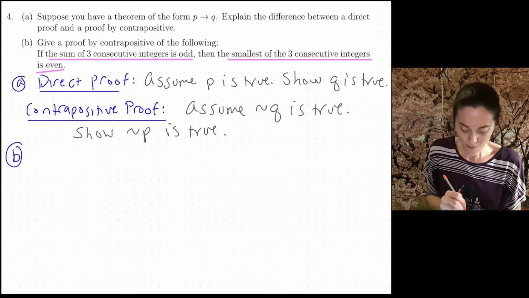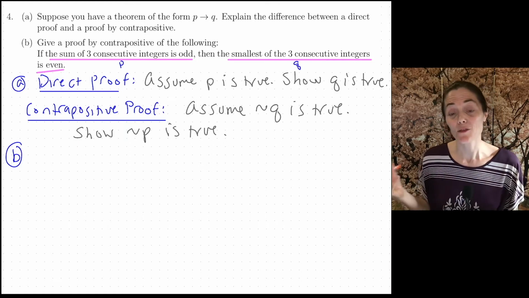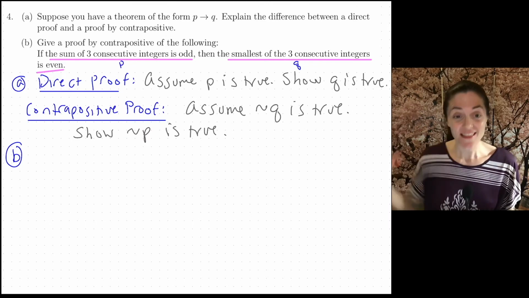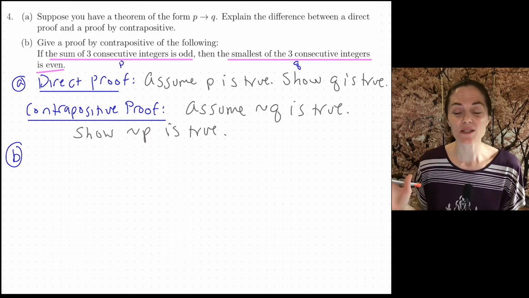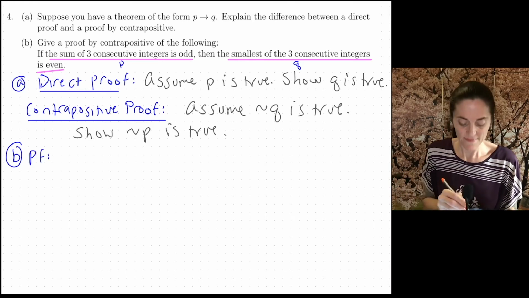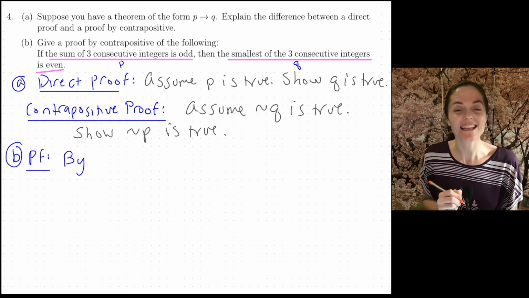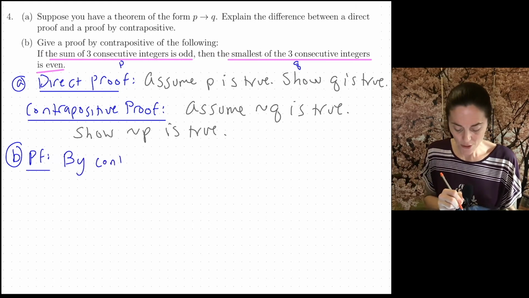Okay, this is our P and this is our Q. So we're adding 3 consecutive integers. The statement is: if the sum of 3 consecutive integers is odd, then the smallest of the 3 consecutive integers is even. Let's begin our proof, but we need to state that we're doing this by contrapositive. That way the reader knows what we're doing. So we will prove by contrapositive.